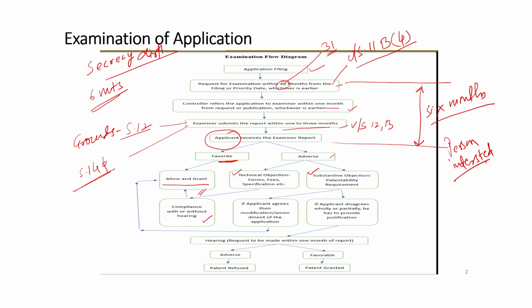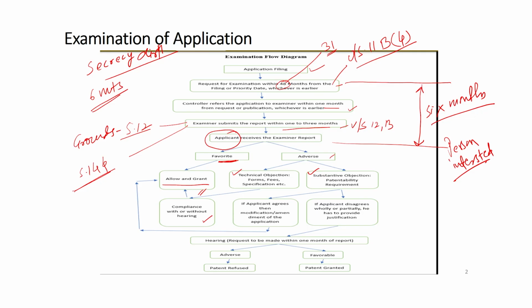The real problem comes when there are substantive objections. Substantive objections would include objections related to patentability, patent eligibility. The examiner of patent may write that the invention does not fulfill the requirements of novelty, inventive step, industrial applicability, or the invention falls in one of the entries of section 13. If that is the situation, then there are two possibilities. The applicant may agree to the objection, or the applicant may disagree with the findings of the examiner.